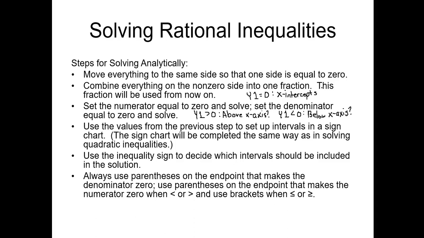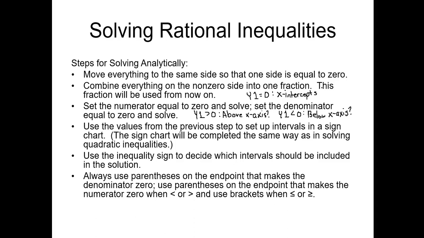Since the behavior can change from above to below or below to above at the x-intercepts or even on either side of a vertical asymptote, you're going to use the values for where the numerator equaled 0 and where the denominator equaled 0. And you're going to set up a sign chart. You're going to look at what the signs, positive or negative, are on either side of each of those points. And that will help you figure out what's going on with the inequality, to help you figure out what intervals go with greater than 0 and what intervals go with less than 0.